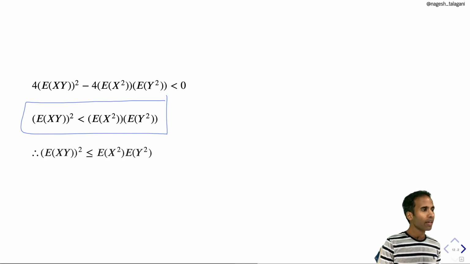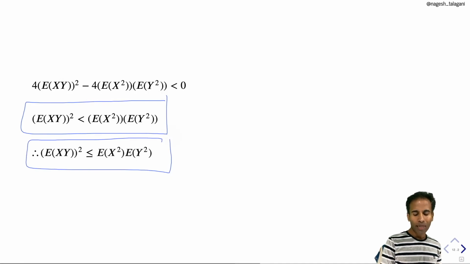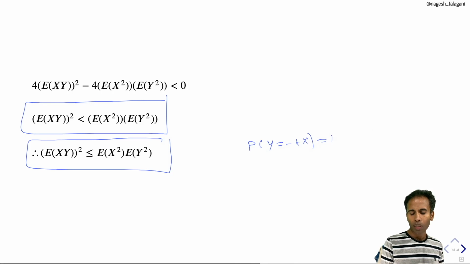So in general, we have the following inequality, that is expectation of xy whole square less than or equal to expectation of x square times expectation of y square. Okay, this is something called Cauchy's quartz inequality. I am going to use it in future results. One point I want to emphasize here: equality holds only when y equal to minus tx with probability 1 for some t, otherwise we have a strict inequality. Okay, fine.